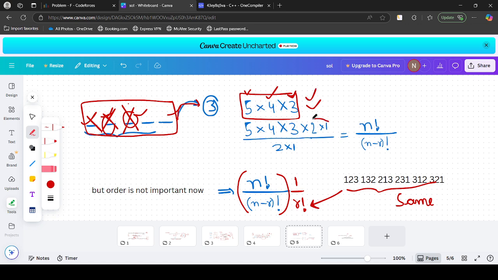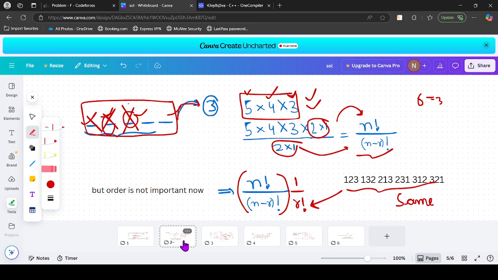So we can multiply 2 factorial above and 2 factorial below. So if you multiply, you can get it as n factorial, because n factorial is n into n minus 1 and so on. And 2 into 1 is n minus r factorial, because r is equal to 3 and n is equal to 5. So 2 is n minus r, so it is n minus r factorial.